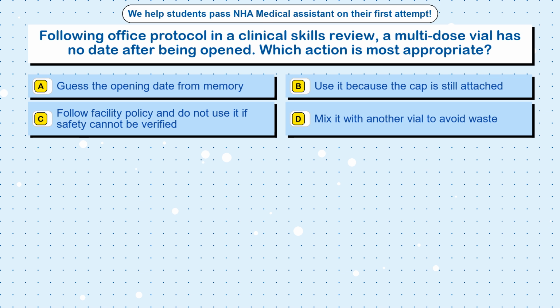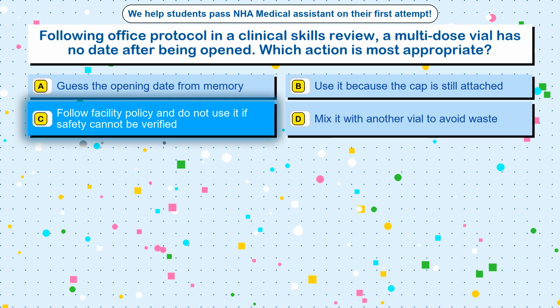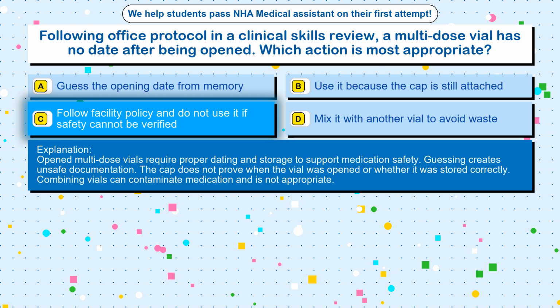Option C. Follow facility policy and do not use it if safety cannot be verified. Option D. Mix it with another vial to avoid waste. The correct answer is option C. Follow facility policy and do not use it if safety cannot be verified. Opened multi-dose vials require proper dating and storage to support medication safety. Guessing creates unsafe documentation. The cap does not prove when the vial was opened or whether it was stored correctly. Combining vials can contaminate medication and is not appropriate.